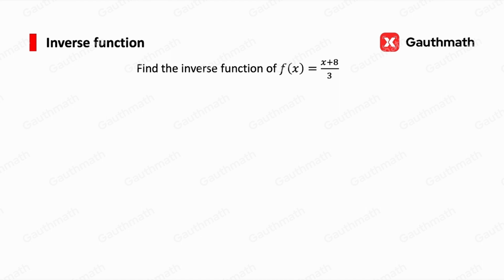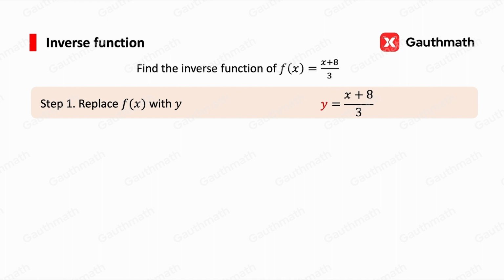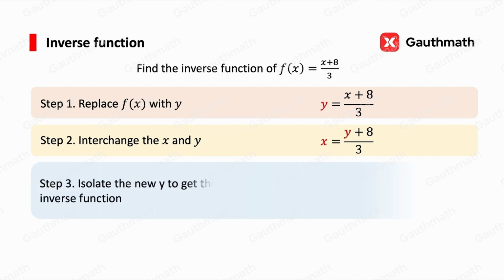And how to find the inverse function of f(x)? Let's use this function as an example here. The first step, replace f(x) with y. So we write the function as y equals (x plus 8) over 3. And the second step, interchange the x and y. So we write x equals (y plus 8) over 3.